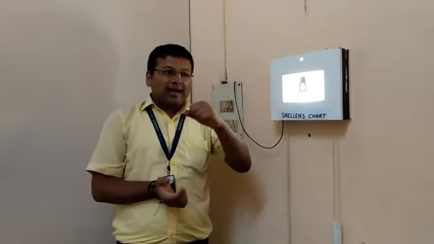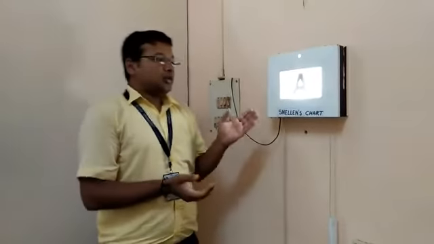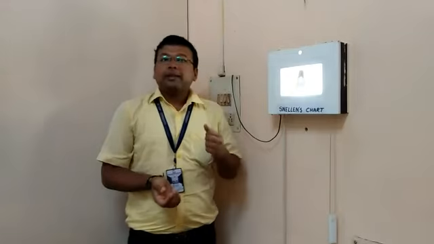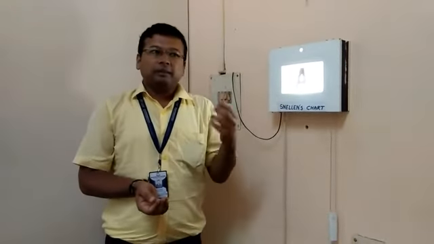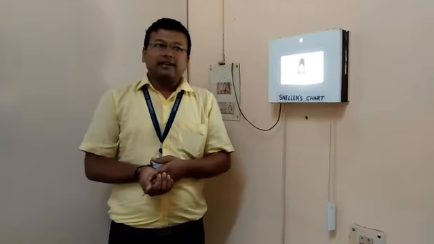If the patient can't perceive the hand movement in front of his or her eyes, then you have to throw a light directly in the patient's eye. If the patient can perceive the light, then his or her visual acuity is recorded as PL positive. That means perception of light is present. But if the patient can't perceive the light, then his or her visual acuity is recorded as PL negative, or you can say NPL. That means perception of light is not present.